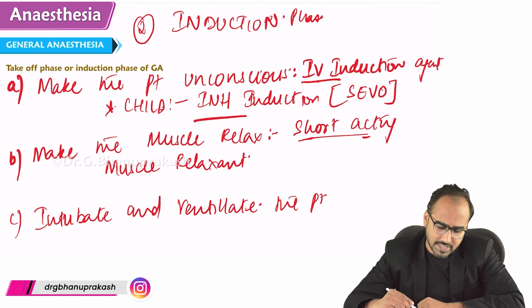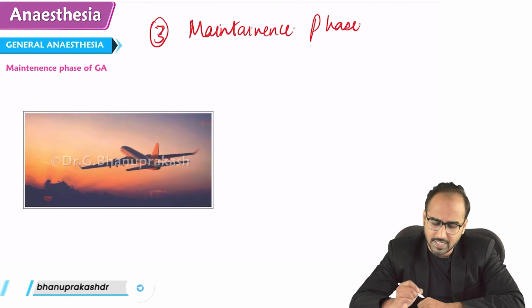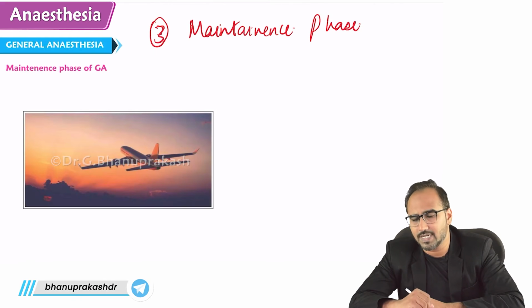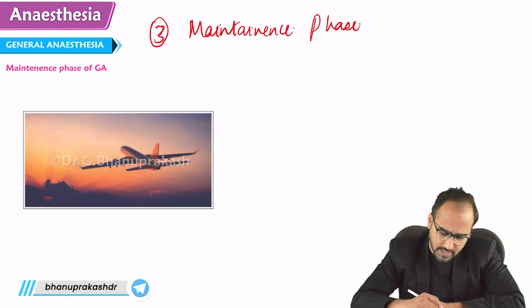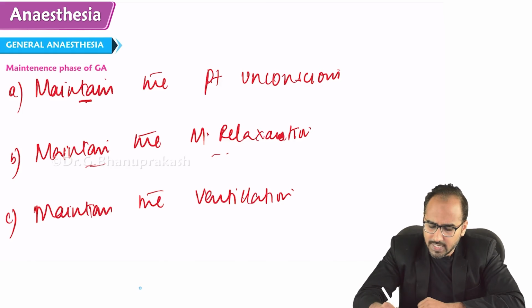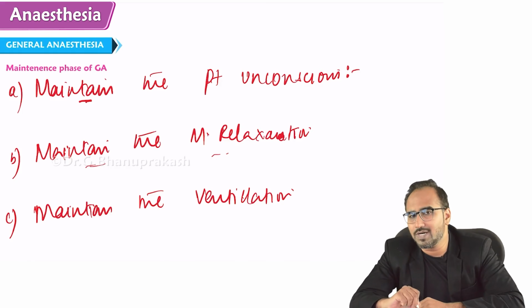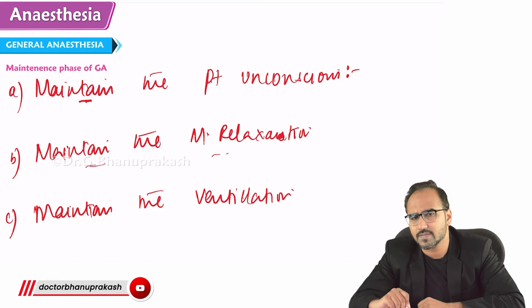Once the induction phase is done, what is the next phase that we need to cover? The next phase is the maintenance phase. In the maintenance phase of general anesthesia, what should be your aim, guys? We have already discussed the aims. The aim is to maintain the patient unconscious. Now first of all, tell me, how will you maintain the patient unconscious?